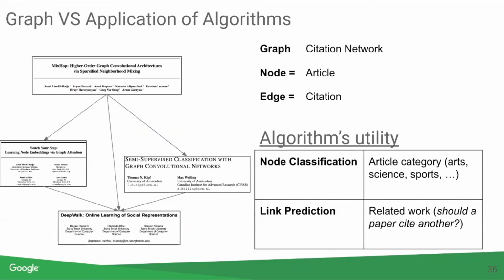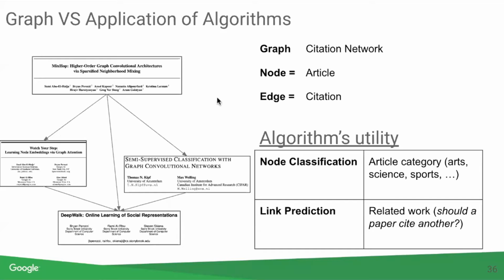And another popular kind of graph is a citation network. Here, each node is an academic article, and each edge is a citation. So if there's an edge from a paper to a paper, that means one paper cites the other. And if you do node classification, then you'd be interested in predicting the article category.